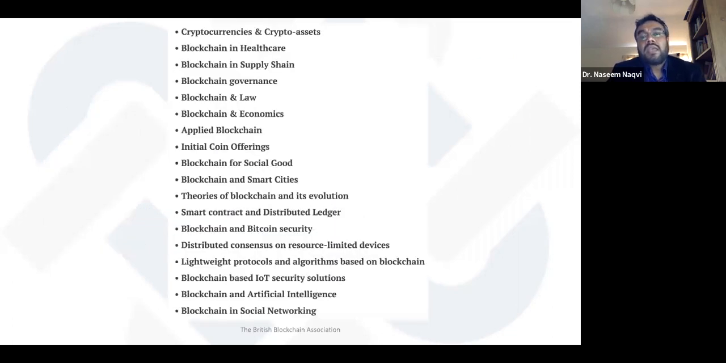The aims and scope of the JBBA is quite broad, as I said before: blockchain in economics, law, tokenomics, supply chain, Bitcoin security, consensus mechanisms, etc. This information is available on the website in the about section of the journal.